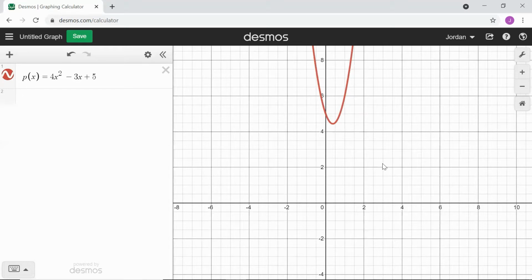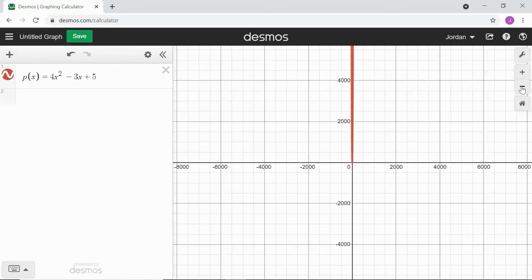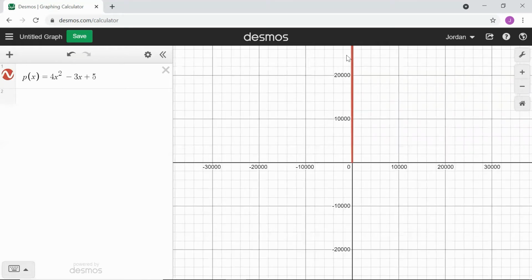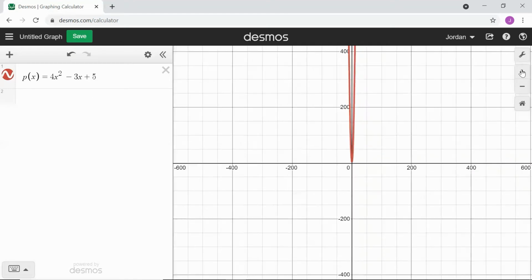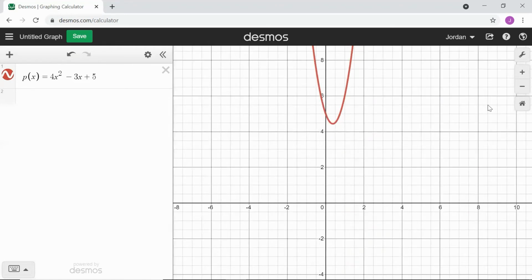It's hard to zoom out enough to actually see x values that are really huge because the parabola gets so steep when you get out to numbers like negative 10,000 and positive 10,000. It becomes an extremely steep parabola, but it does go on forever, both to the left and the right. So this is a continuous function everywhere.